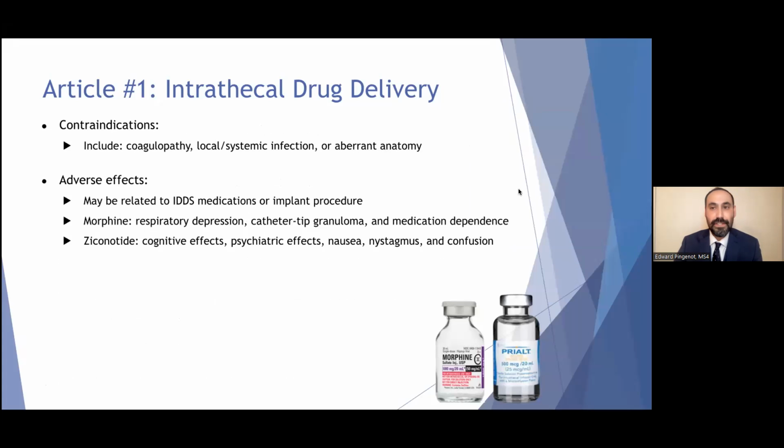Some contraindications that are noteworthy include coagulopathy, local or systemic infection, or aberrant anatomy. And adverse effects are often related to medications that are used in the pump, but can also include the procedure itself. For those adverse effects related to medications, for morphine, we want to look out for respiratory depression, which would be the big one, catheter tip granuloma, and medication dependence, as it is an opioid. With the non-opioid ziconotide or Prialt, adverse effects that have been reported include cognitive effects, psychiatric effects, nausea, nystagmus, and confusion.